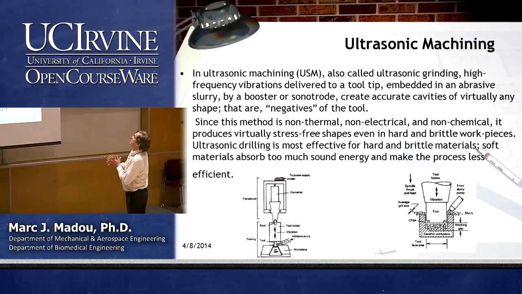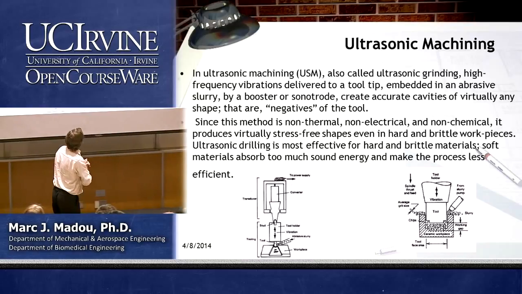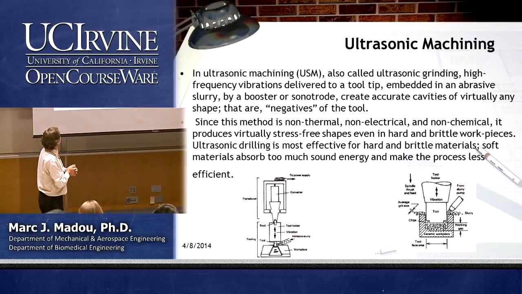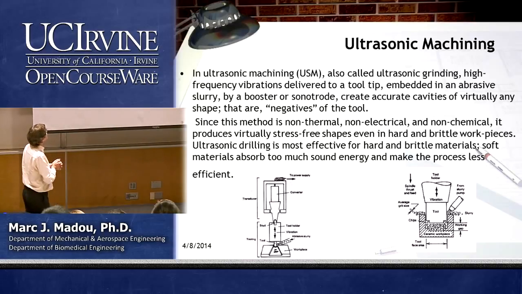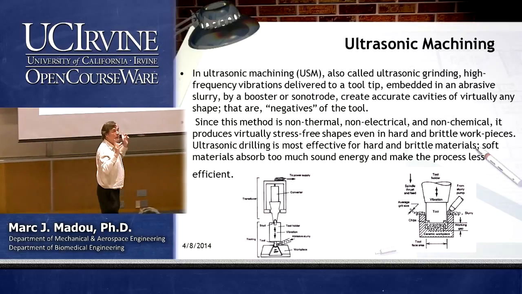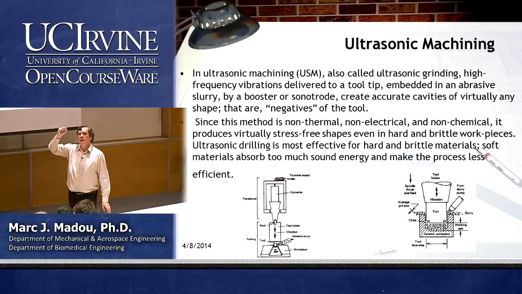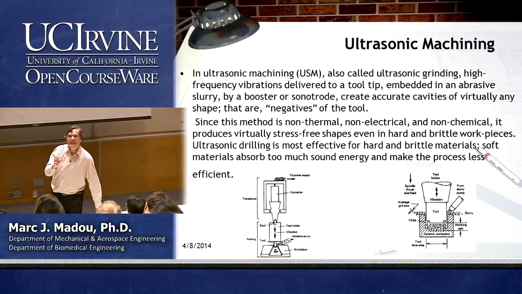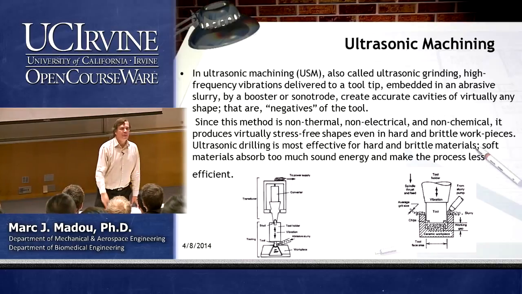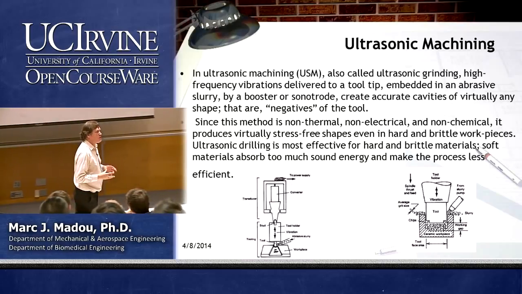So in ultrasonic machining, USM, also called ultrasonic grinding, high-frequency vibrations delivered to a tool tip embedded in an abrasive slurry by a booster or sonotrode create accurate cavities of virtually any shape that are negatives of the tool. Evident, right? This is important. This is an example of a non-thermal method. Do you remember what I told you? A very big deficit of any thermal method on the workpiece was what? It was a 3-letter word. What might happen if a workpiece overheats?